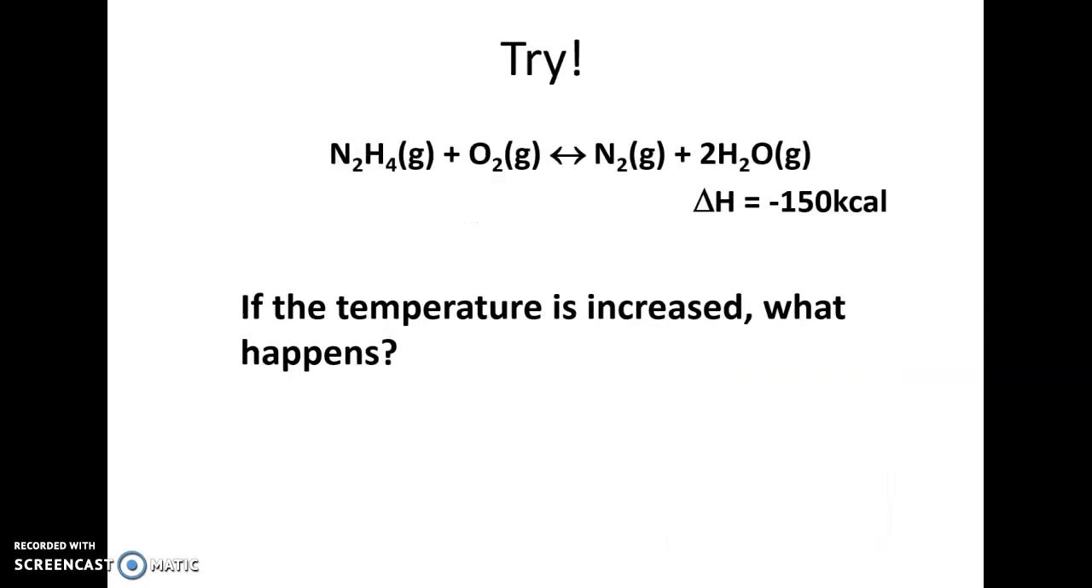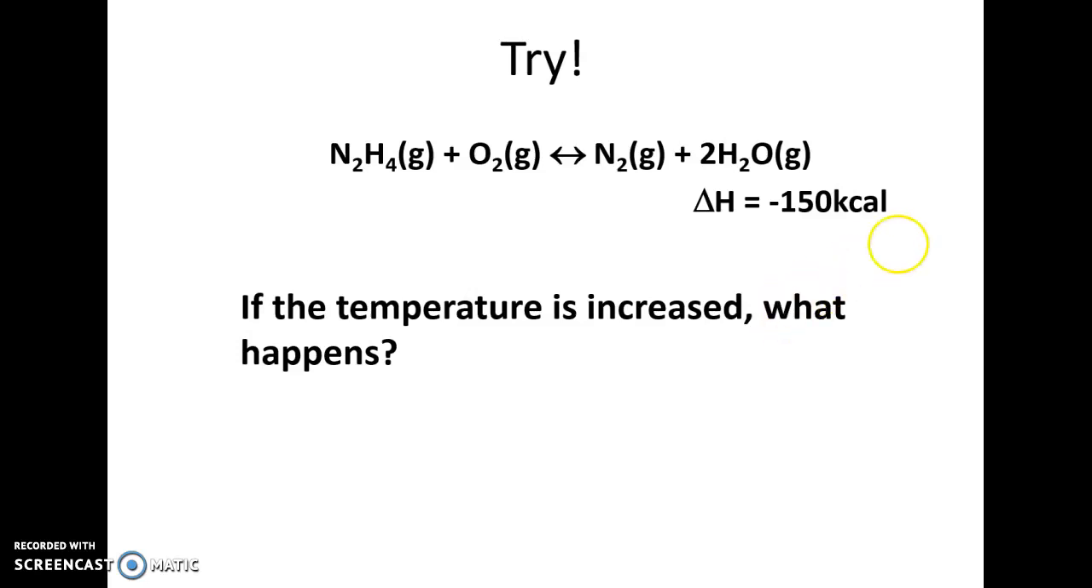Okay, so here's your next example. You have dinitrogen tetrahydride and oxygen reacting to make nitrogen and water. This has a delta H of negative 150 kilocalories. And I want to know if the temperature is increased, what would happen?